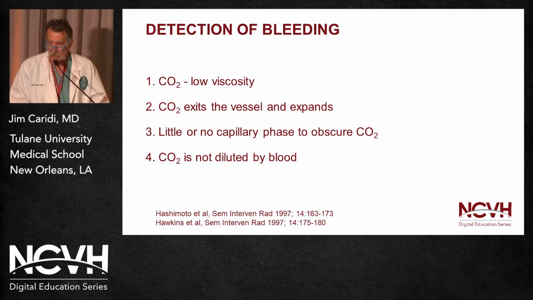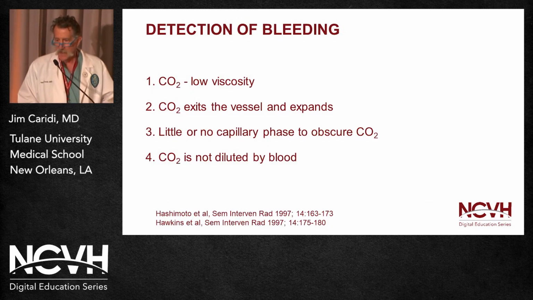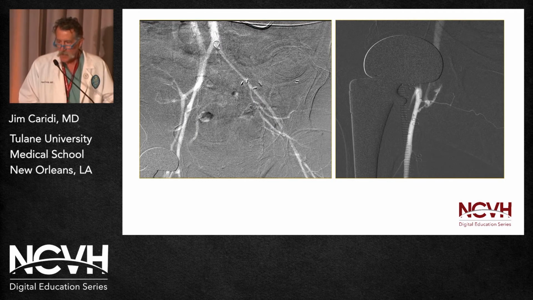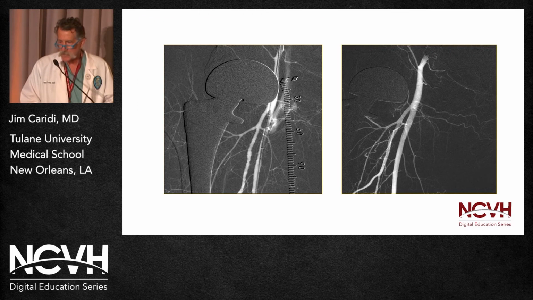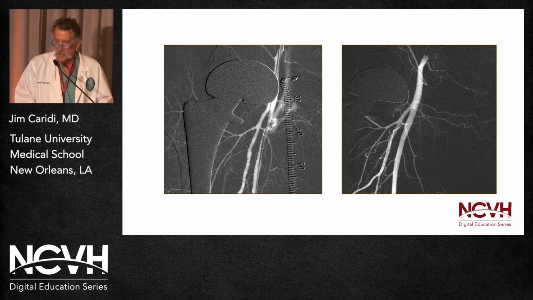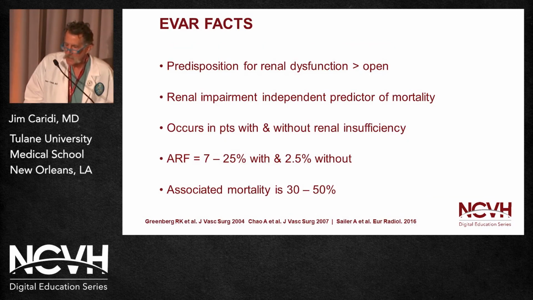Now, we can detect bleeding because of the low viscosity in some of these patients. In this case here, the patient got hypotensive. They didn't know why. They used contrast, couldn't find it. CO2 at the aortic bifurcation shows an AV fistula. There was a small fistula from the puncture, and this was treated with a stent graft. You can use it in EVARs.